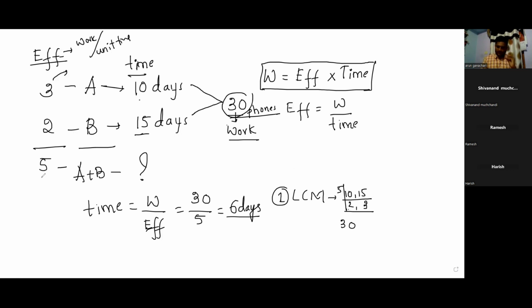Together, their efficiency, A plus B, is 5. Now we got the efficiency. We had the total work as 30. 30 by 5 is 6 days. Understood what we did here?